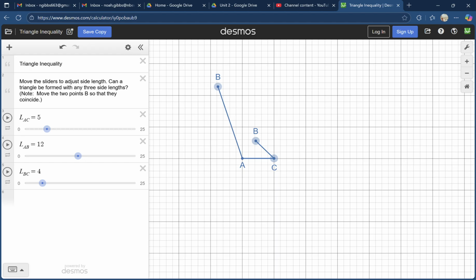Alright folks, welcome to the unofficial part 2 of the video. My apologies, I just realized I may have had the sound off for the first one. So here's what we have with simplifying for the triangle inequality exploration.